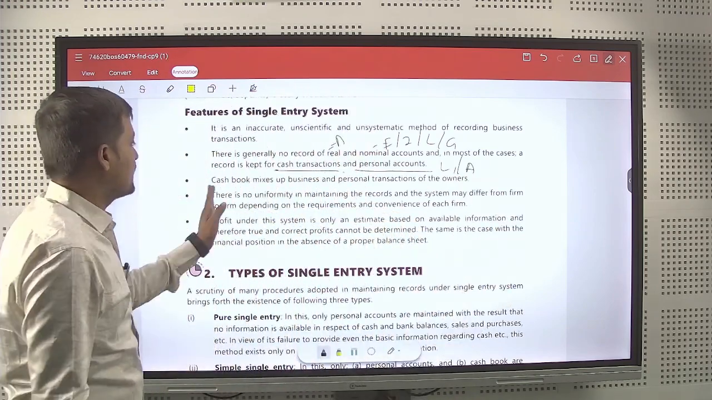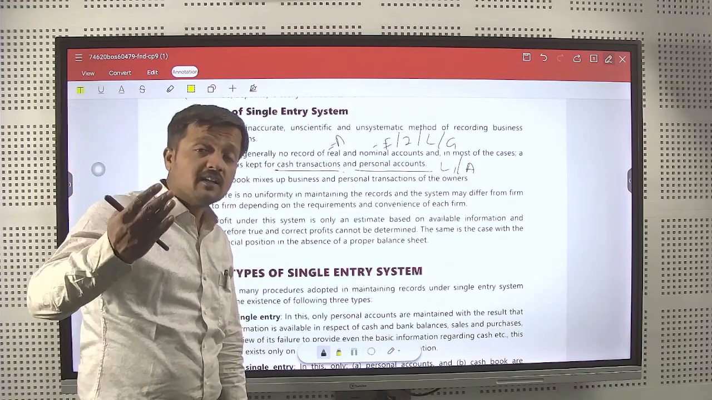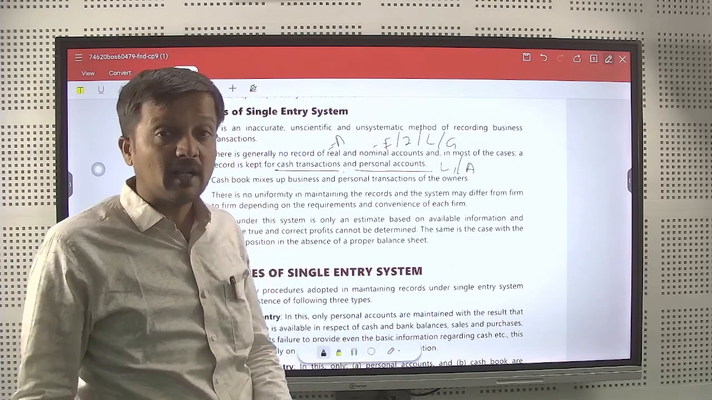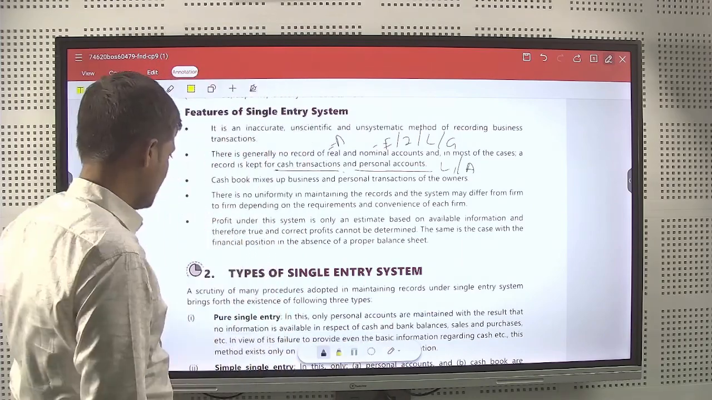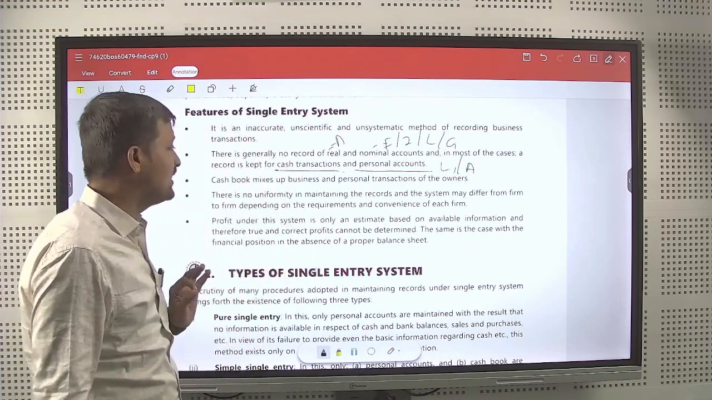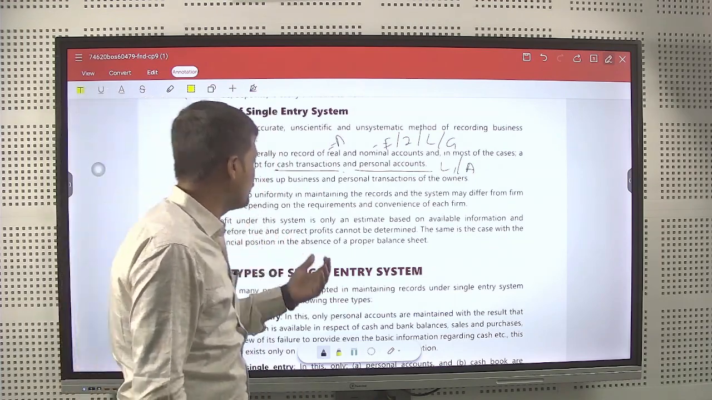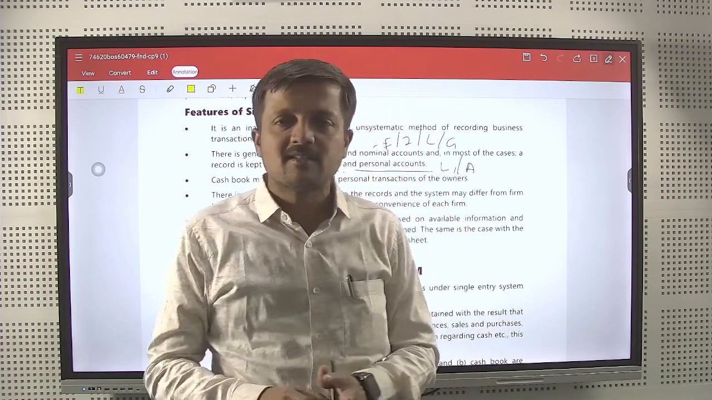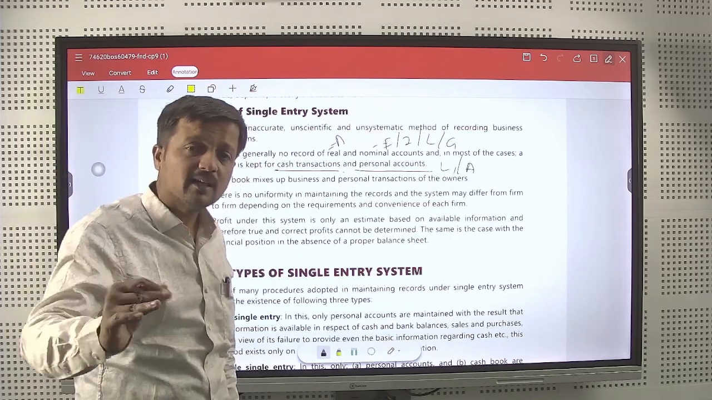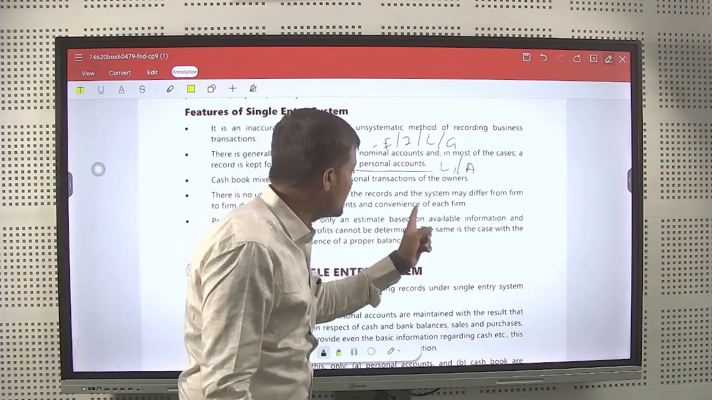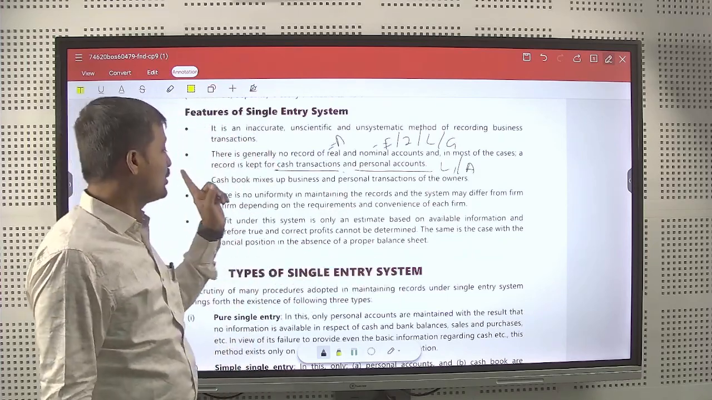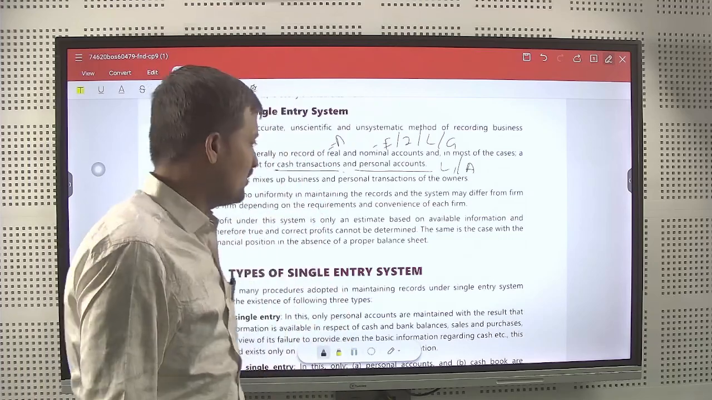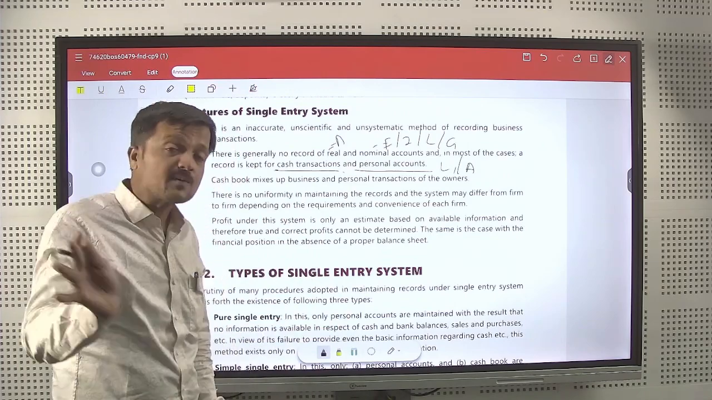Then the cash book mixes up business and personal transactions. There is not a line of difference between personal and business transactions. Both are combined, and you know that it is against the business entity concept. Then there is no uniformity in maintaining the records, and the system may differ from firm to firm. That's what I said: until 1494, when our father Luca Pacioli came with a set of principles, before that everyone maintained records in their own style with their own principles. That's why it is said that there is no uniformity in maintaining the records, and the system may differ from firm to firm depending on the requirements and convenience of each firm. Right? As they felt convenient, they maintained, not as per the principle. Okay.